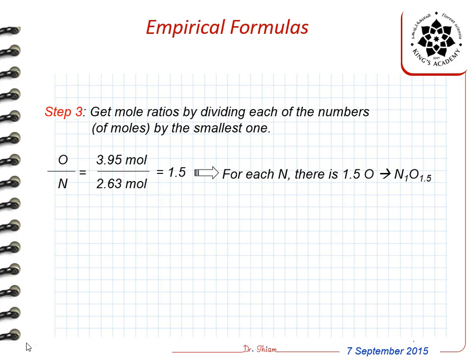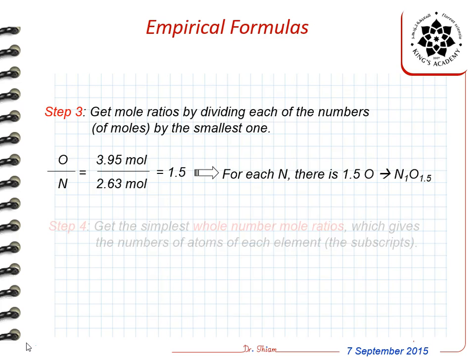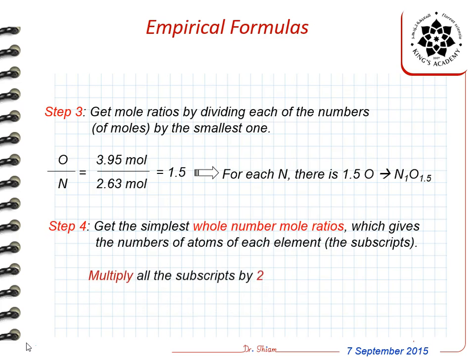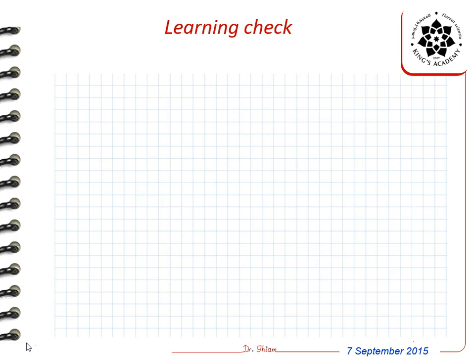So we go ahead and multiply. In this case, we multiply everything by 2, and we get N2O3. There you go, and that's the formula. See how easy that is? This is how we get empirical formulas from percent compositions.